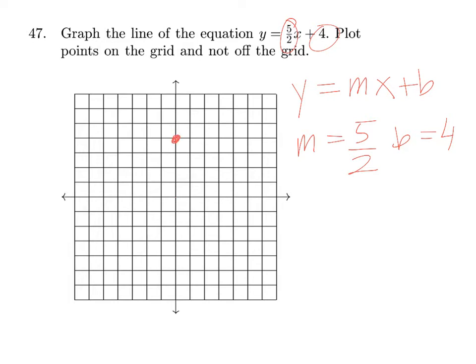I'm at 4 here, and then I go up 5 over 2. I can't do that, so I'm going to go down 5 and back 2. Just do the opposite. Down 5, back 2. All right, and there's my line.